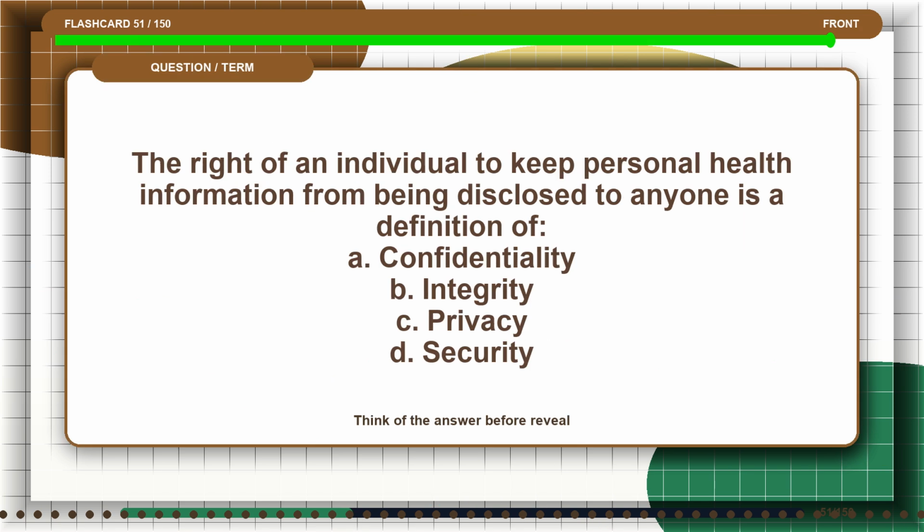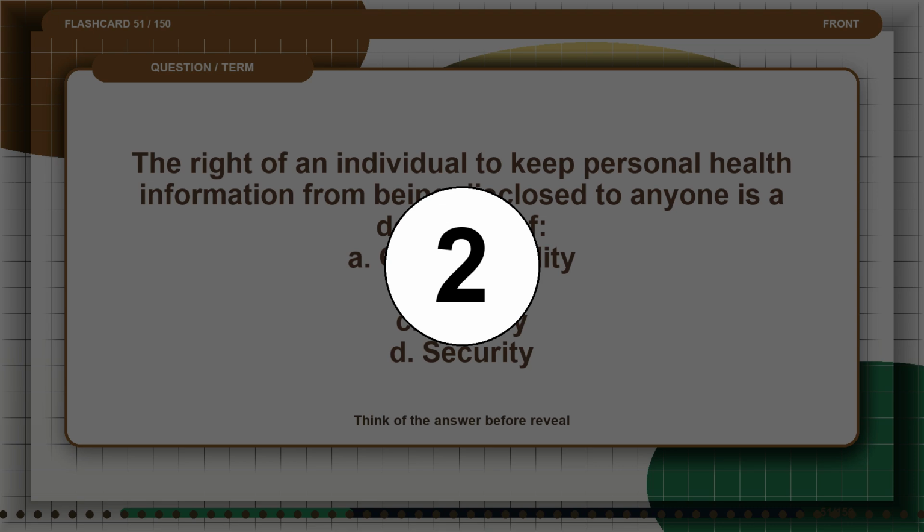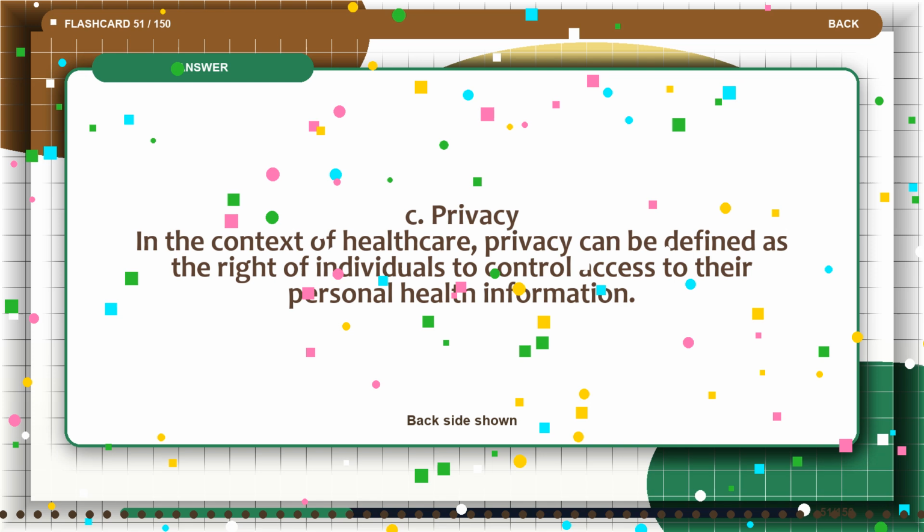Flashcard 51. The right of an individual to keep personal health information from being disclosed to anyone is a definition of A. Confidentiality. B. Integrity. C. Privacy. D. Security. Think of the answer before the reveal. The answer is C. Privacy. In the context of healthcare, privacy can be defined as the right of individuals to control access to their personal health information.